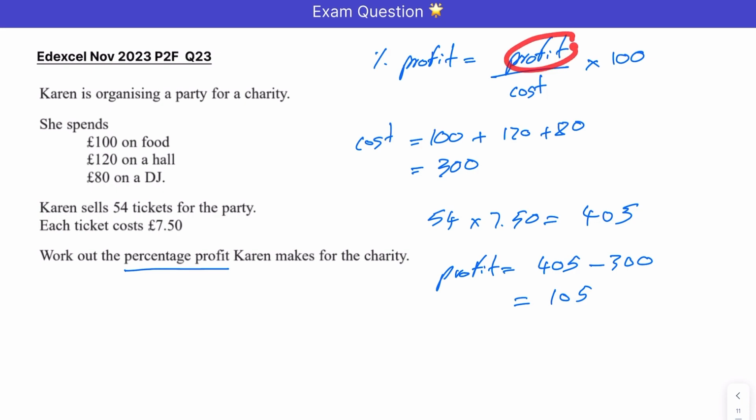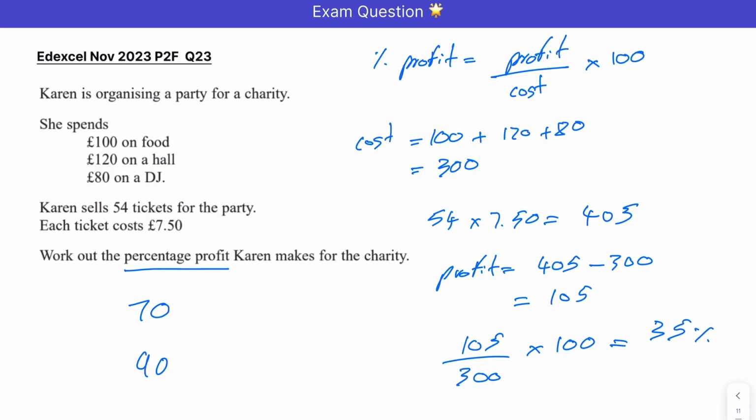Now you know what your profit is. You know what your cost is. You just substitute the values in. So that then becomes 105 divided by 300, times that by 100. And that is your actual profit. So in this case, the profit is 35%. You can think it back to the bike example. If you bought a bike for 70 and you sold it for 90, your actual profit is 20. Okay, the profit is not 90, the profit is 20. You have to take it away from the expenses.